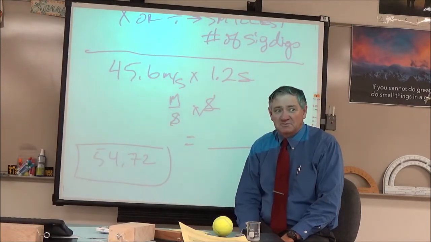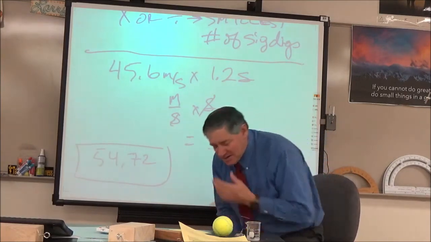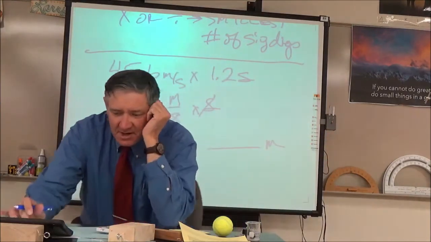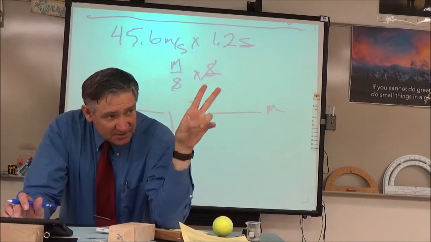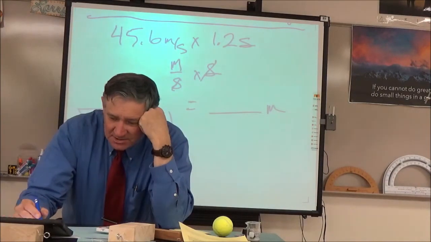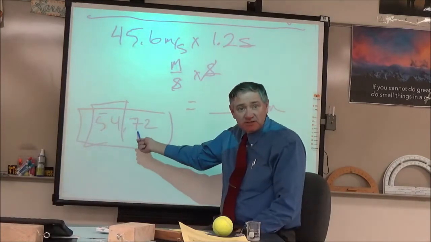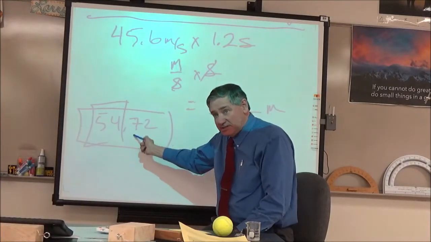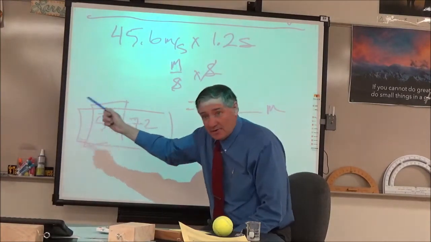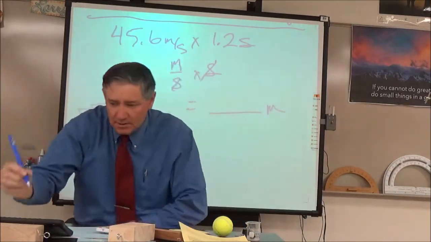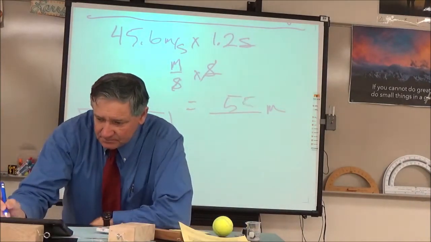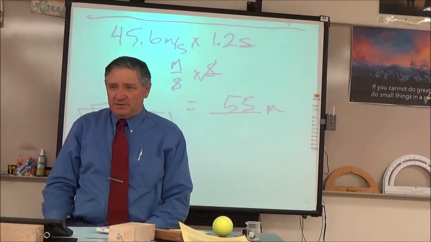54. Nope, close. 55. So here's the deal. This answer can only have 2 significant digits. So I can only have these 2. But what I'm going to do is look to this 7. This 7 is 5 or above, so I've got to round that to 55 meters. So there's my answer, 55 meters.